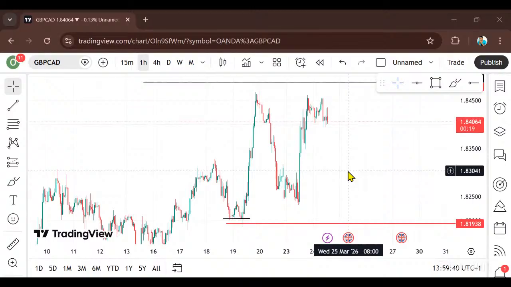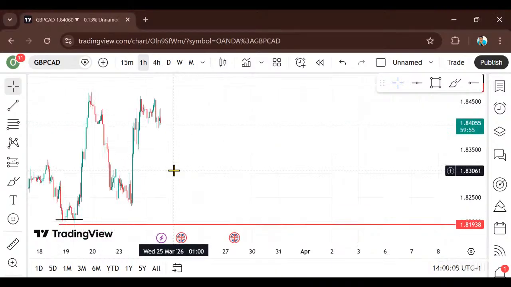So today I'm going to be talking about market structure and supply and demand. It's going to be a very quick class. So first of all, in trading, what matters is market structure. The structure of the market actually tells you the direction of what the market is doing.